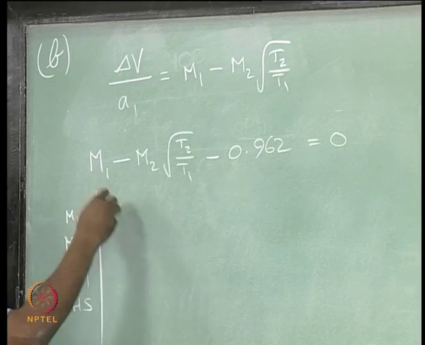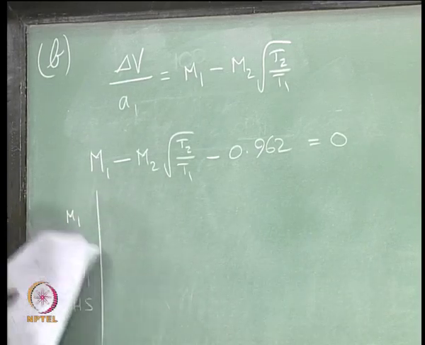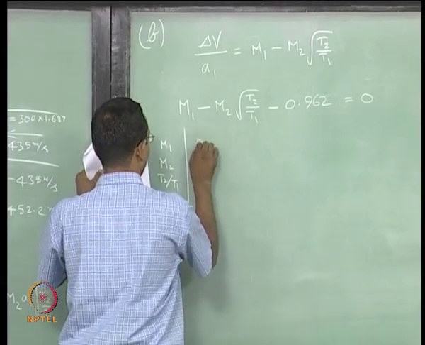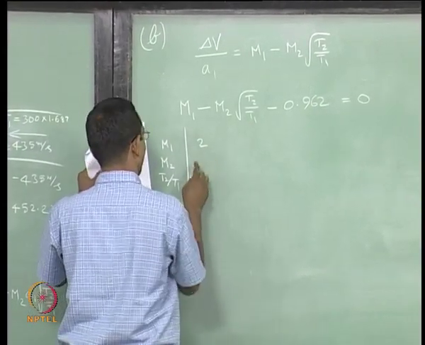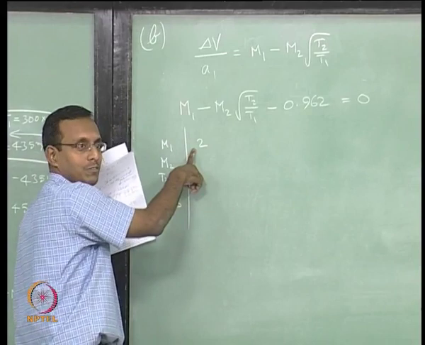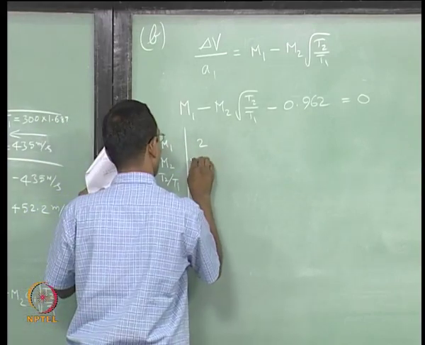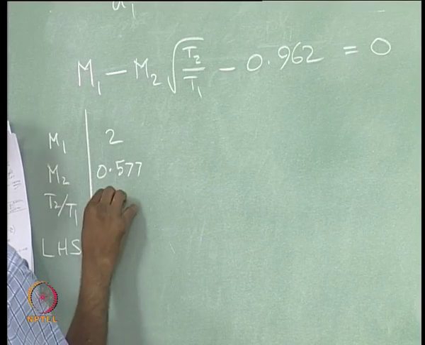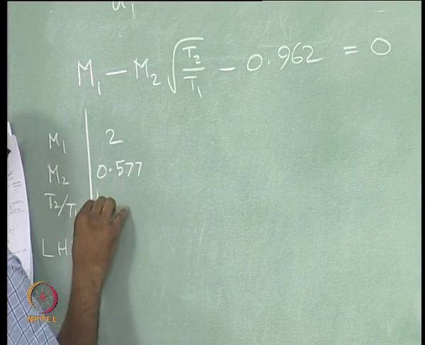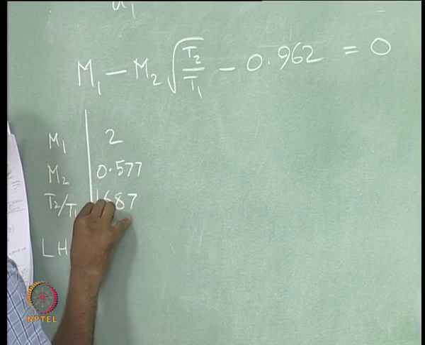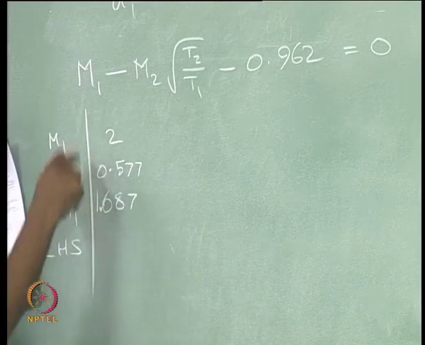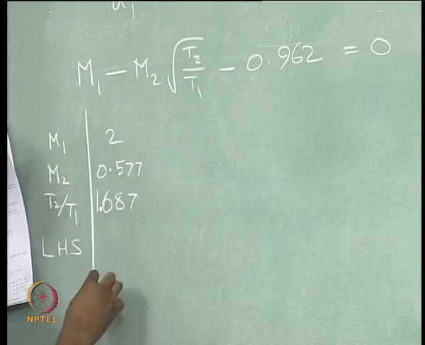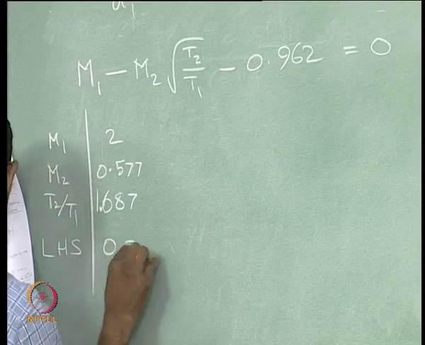So, we have to start guessing, each column will be one guess. I will start guessing with Mach number 2, and I go to the normal shock tables, gamma equal to 1.4, and I look for M2, that is 0.577. T2 by T1 happens to be, we already know this number, 1.687. Now, if I do this calculation on the left hand side, that number comes out to be 0.285.